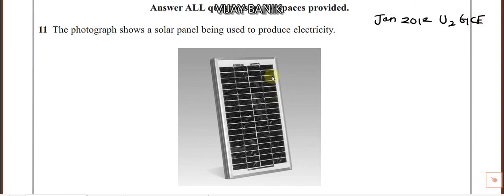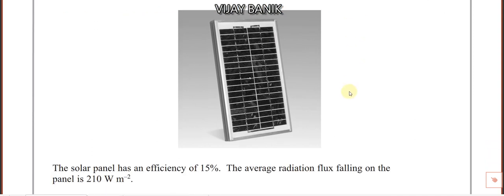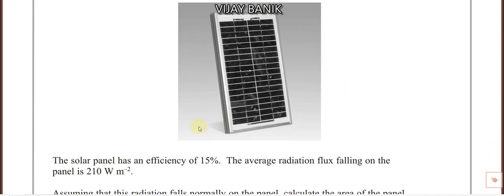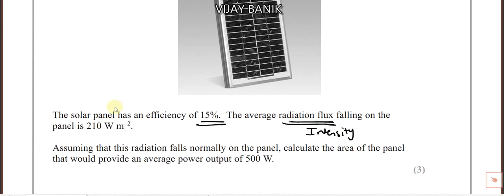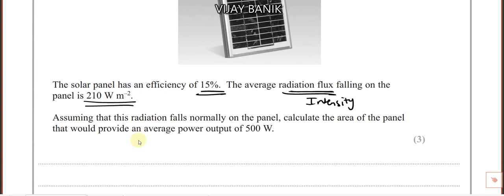So they have a solar panel being used to produce electricity. The solar panel has an efficiency of 15%, so it is 15% efficient. The average radiation flux, and by radiation flux they mean intensity, is the intensity falling on the panel. Assuming that this radiation falls normally on the panel, calculate the area of the panel that would provide an average power of 500 watt.